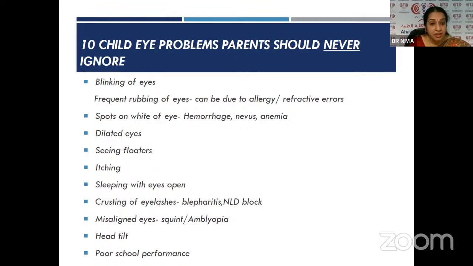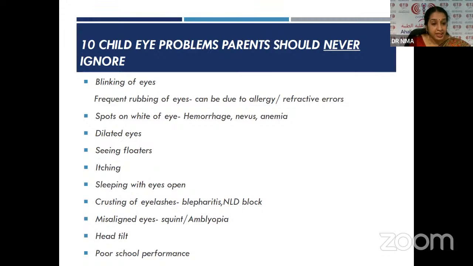Then another common eye problem is spots on the white of the eye. Sometimes it can be a small hemorrhage, due to a minor nail injury or anything, or it can be a normal nevus also, or it can be a pale eye, which may be due to anemia. Whatever the condition, if you are seeing these things, you definitely need to consult the eye doctor.